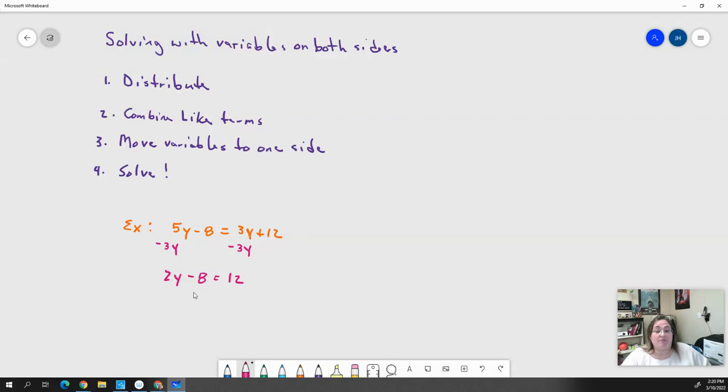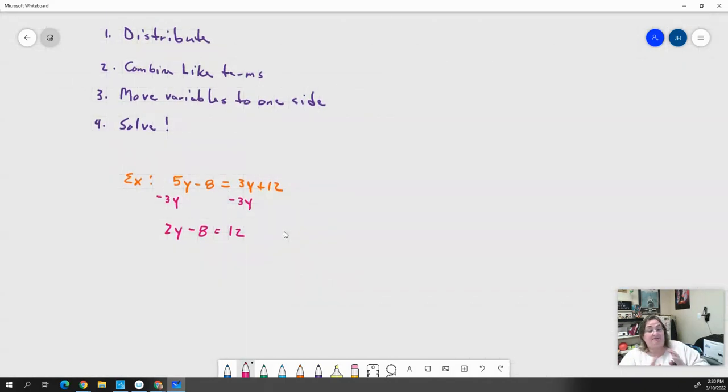And so now all our variables are on one side of that equal sign, and we're able to just start undoing. We can just solve now. We can undo everything that's being done to that y. So I'm going to start by adding 8 to both sides. And I get 2y equals 12 plus 8, which is 20. And the only thing being done to that y still is it's got 2 multiplied to it. So I'm going to go ahead and divide both sides by 2. And I get y equals 10.